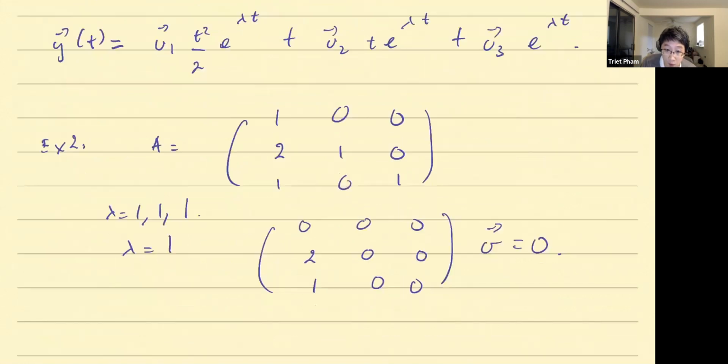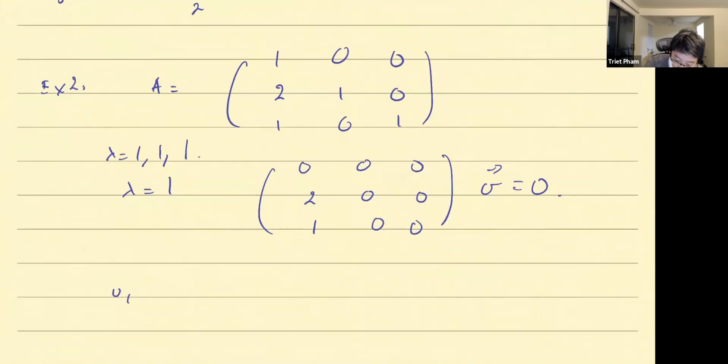Here you have two solutions. Let's say V1 is equal to 0, 1, 0, okay, times C1. V2 is C2, sorry, 0, 0, 1.